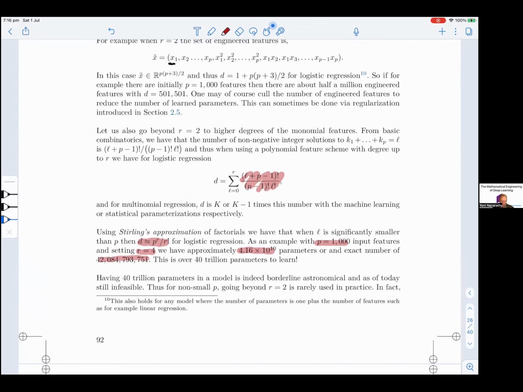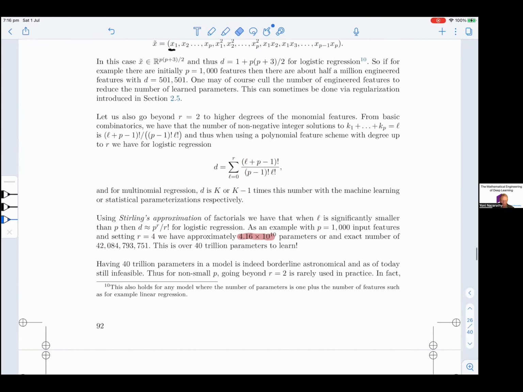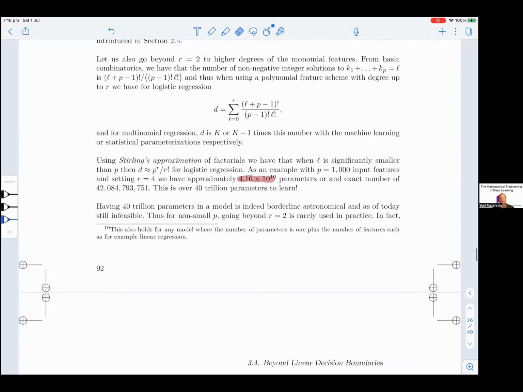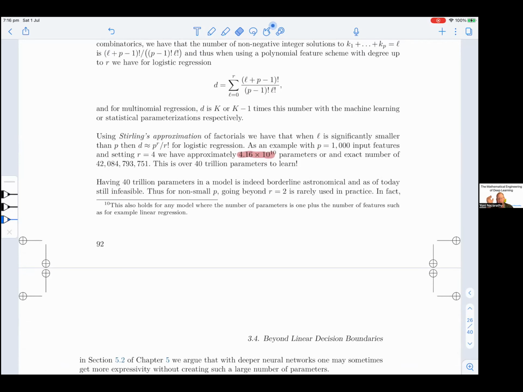So over 40 trillion parameters to learn. Having 40 trillion parameters in a model is indeed borderline astronomical as of today, still infeasible, and you certainly won't want to have such a big number of parameters to learn for a relatively simple model. Just for reference, as of 2023, the biggest model has about 500 billion parameters, and that's a very complex large language model.